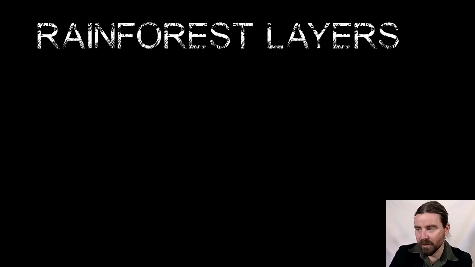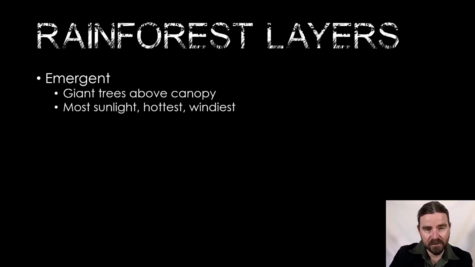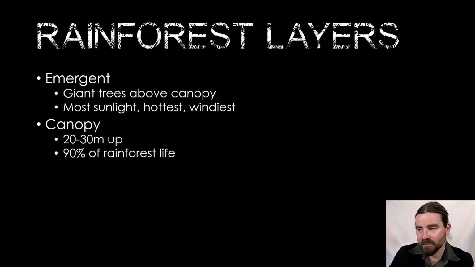So here are some notes on those 4 layers. The emergent layer, remember that's the layer with a few random trees sticking up above the canopy. They get the most sun, and it's the hottest and the windiest up there. There's the canopy itself, which can be about 20 or 30 meters up, and that's where you find 90% of all life in the rainforest.